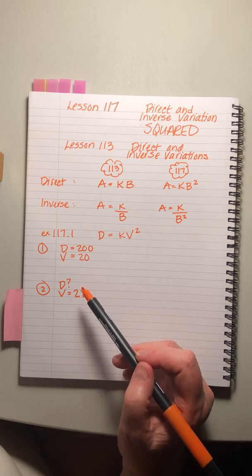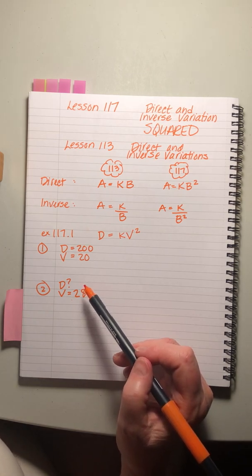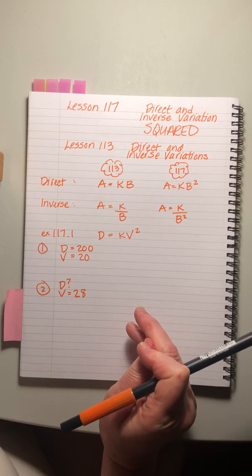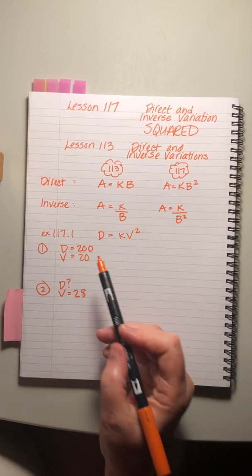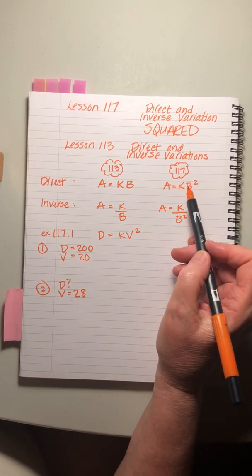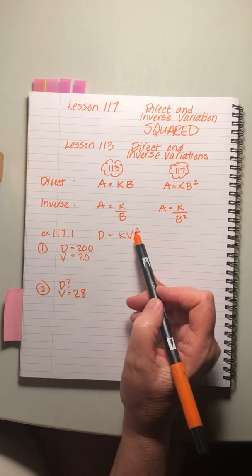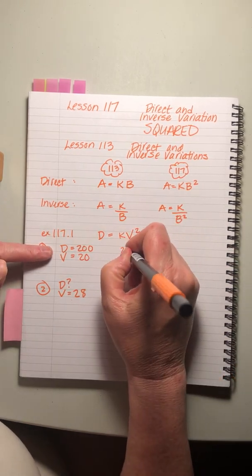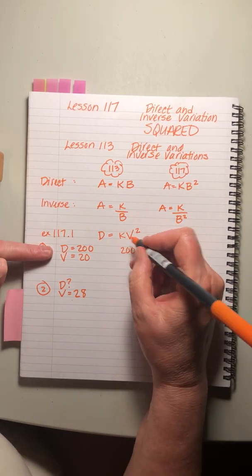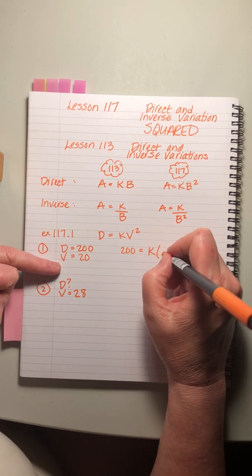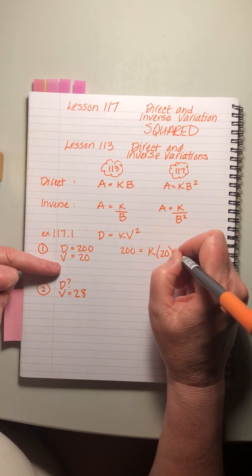Now, the only thing that we have to do is just remember to square, right? Because we're using this formula. There it is. So the distance, 200, equals k, mystery, times 20 squared.